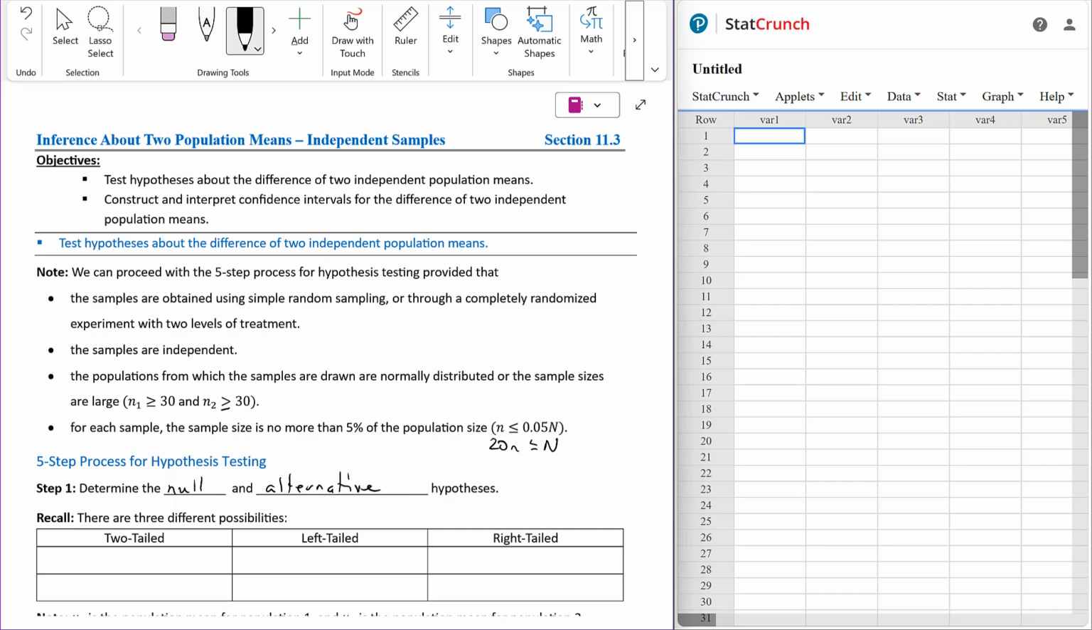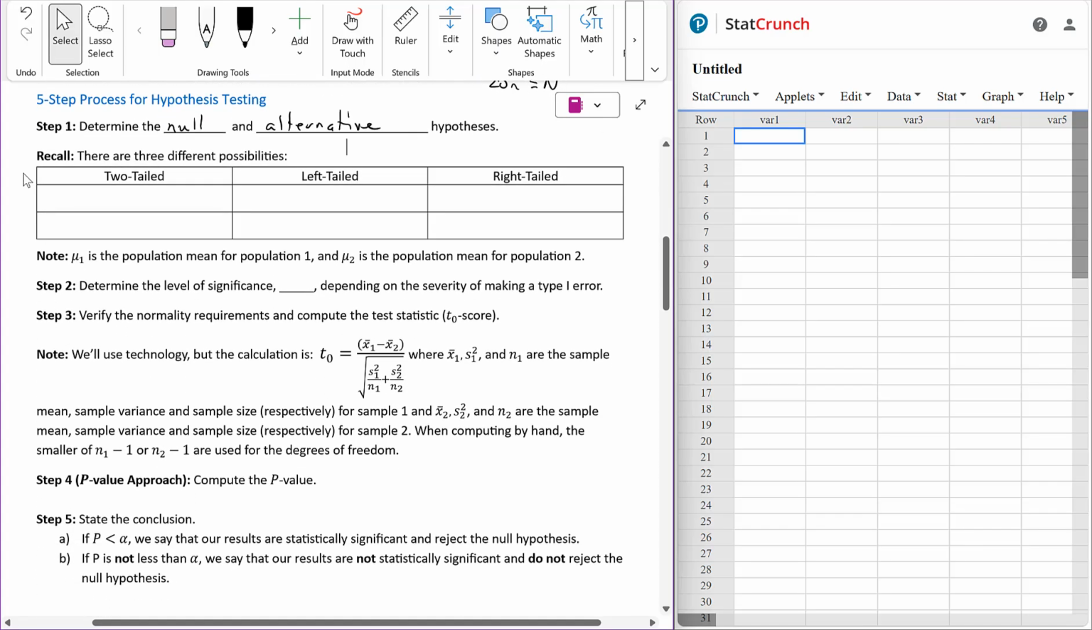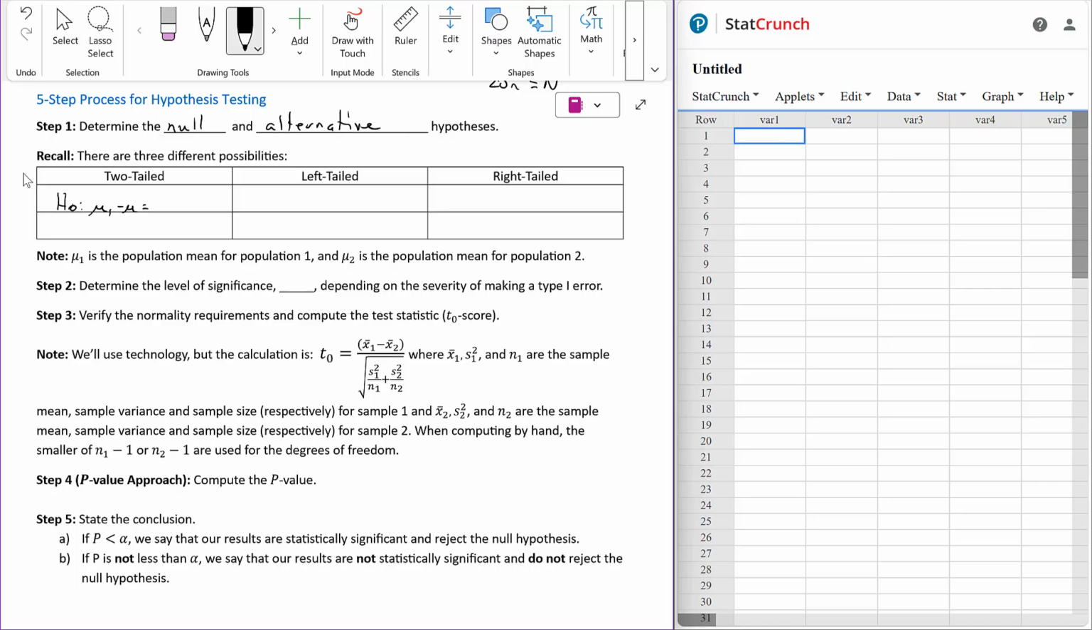So for our 5-step hypothesis testing then, we start with step 1, determining the null and alternative hypotheses. Recall there are 3 different possibilities. We've got our two-tail, left-tail, and right-tail tests still. Our null hypothesis will be the same for all and is always equality. This mu sub 1 minus mu sub 2 equals 0. Or you could say mu sub 1 equals mu sub 2. But that's how we'll see it in StatCrunch, so I'll write it out that way for all of these. So mu sub 1 minus mu sub 2 equals 0.